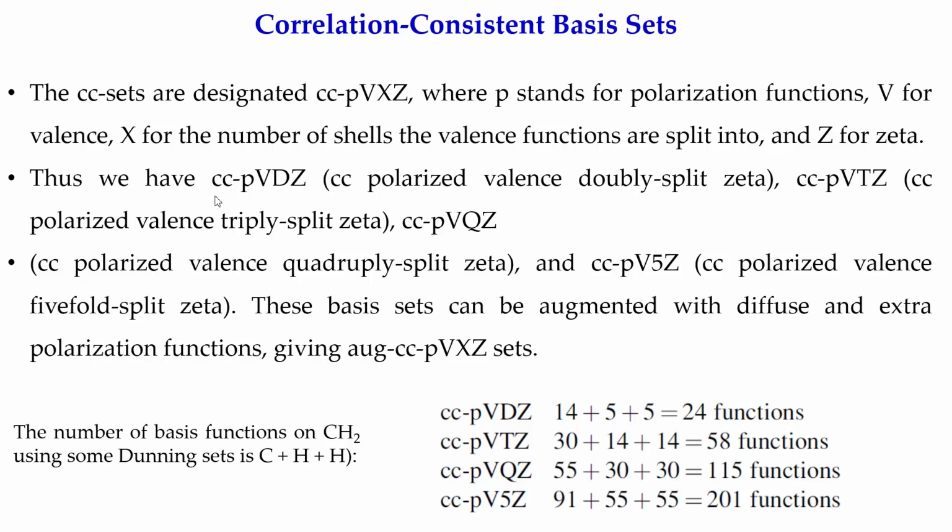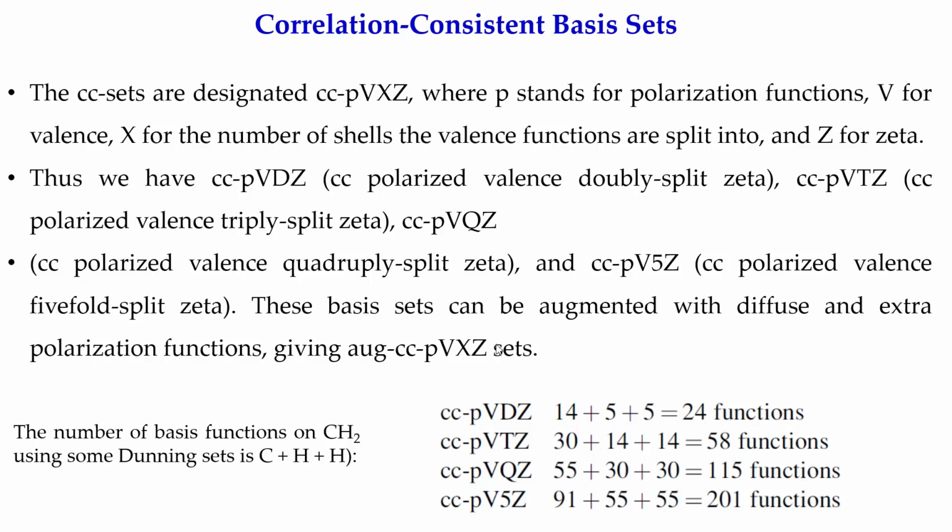Thus, if we consider the cc-pVDZ basis set, we will pronounce it as the correlation consistent polarized valence double zeta basis set. Or cc-pVTZ, which we will define as the correlation consistent polarized valence triple zeta basis set. In this way, it can be a quadruple zeta basis set, or a five zeta, five-fold split basis set, or anything more.